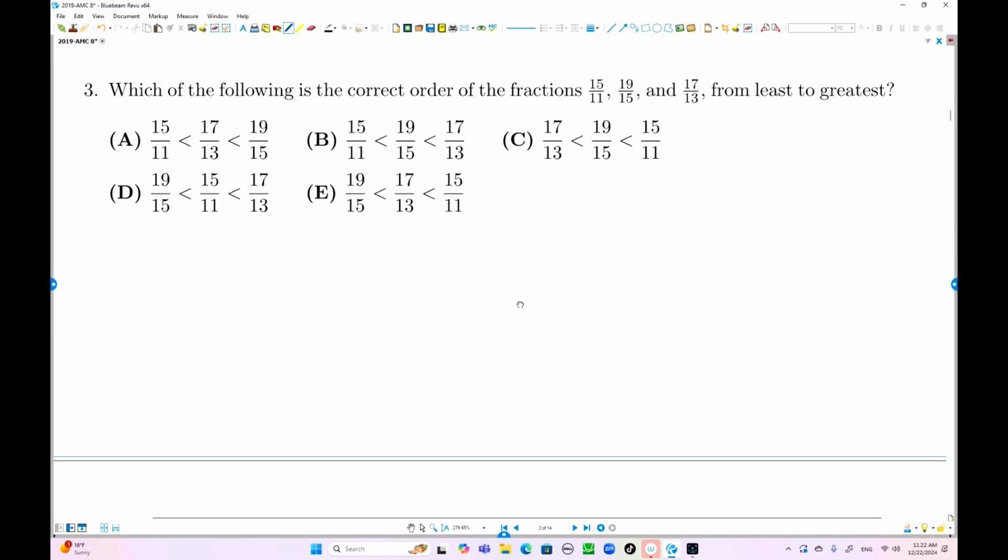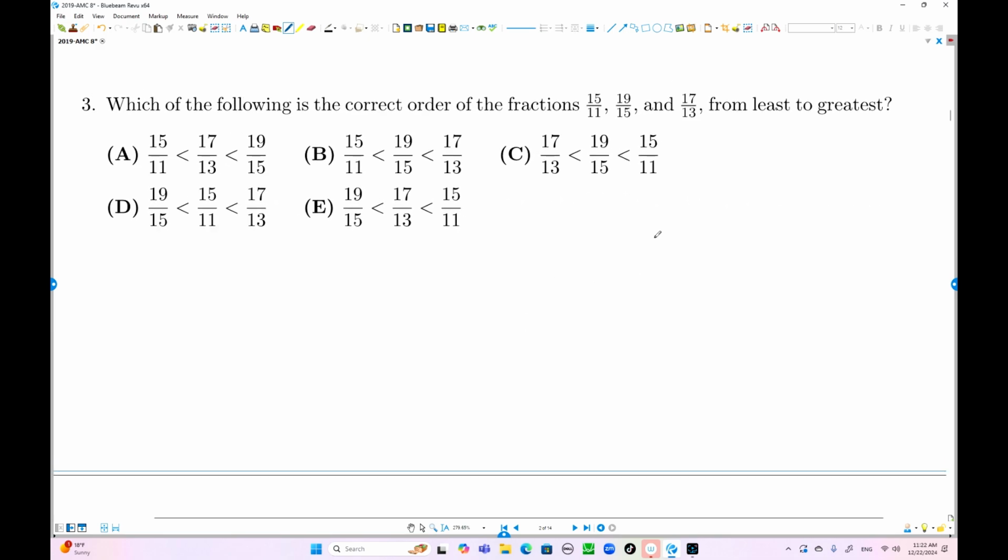Here is number 3. So we're gonna list these from least to greatest. I think the best way, always when you have this type of question with fractions, just find out the decimal. Okay, that is, I think, the best or easiest way. So quickly check it out. 15 over 11, okay, and 11 over 40, and 0.33 and 71 more, right?